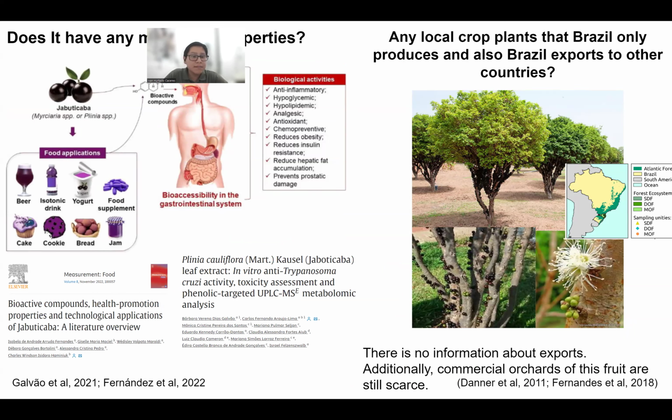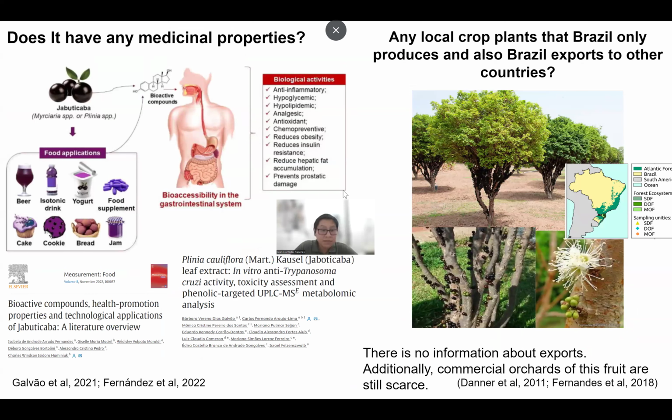We can see medicinal properties mainly in this fruit because it has antioxidant power. This power is related to medicinal activities and health benefits. For example, biological activities present in the fruit include anti-inflammatory, hypoglycemic, analgesic, and reducing obesity.